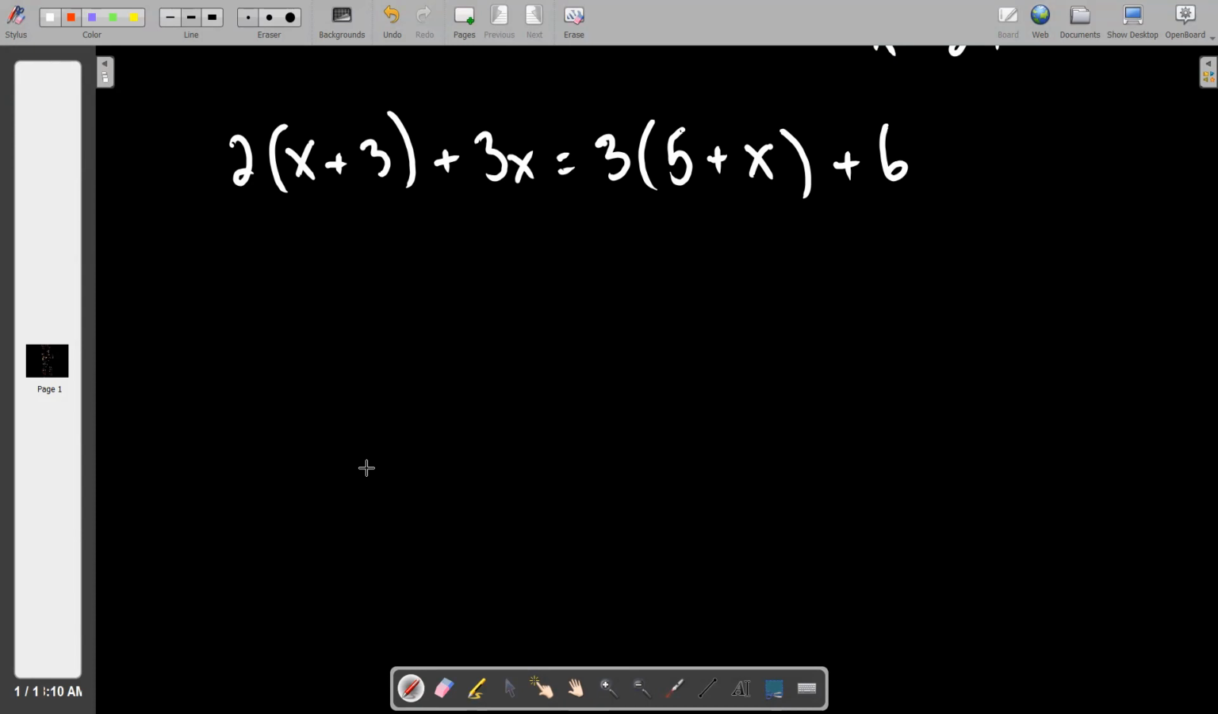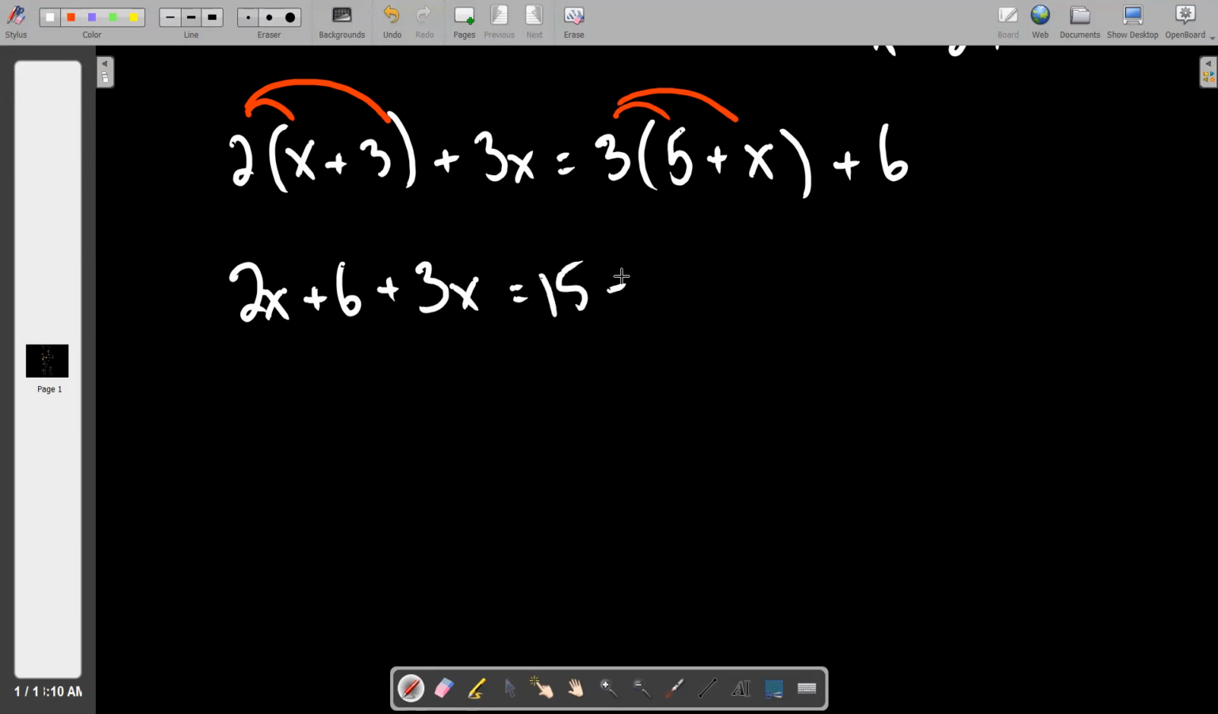Distribute, right? We're not going anywhere until everyone's free to move about the cabin, right? So don't even go thinking about moving things around. No one's moving yet. So we take the 2, shoot it through. What do we get? Plus, good. And then copy down the plus 3x. And then on the right side, shoot the 3 through. What do we get? Plus, nice. Yeah, and then everyone is now free to move about the cabin.